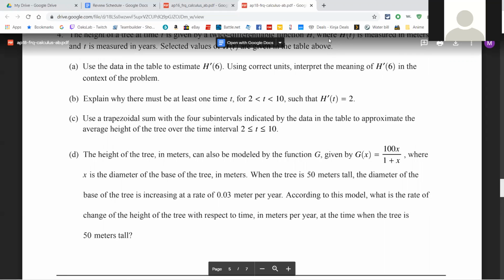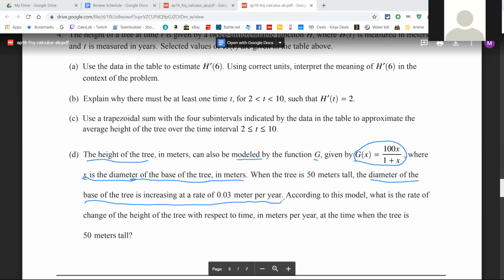All right. So they gave you the height of the tree is modeled by this one right here, or we call G. And X is the diameter of the base of the tree in meters. When the tree is 50 meters tall, the diameter of the base of the tree is increasing at a rate of 0.03 meters per year. According to this model, what is the rate of change of the height of the tree with respect to time?